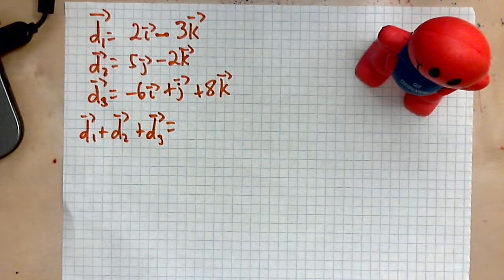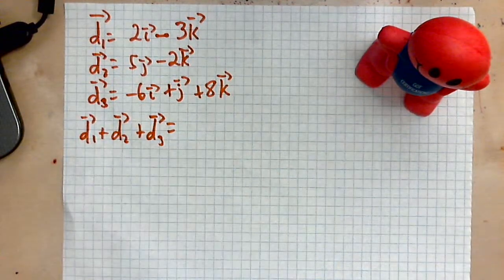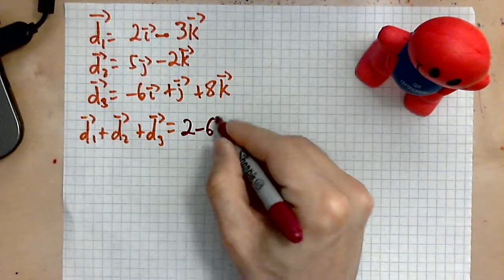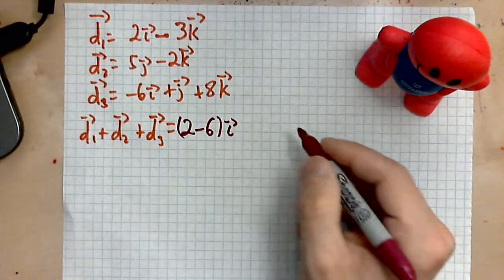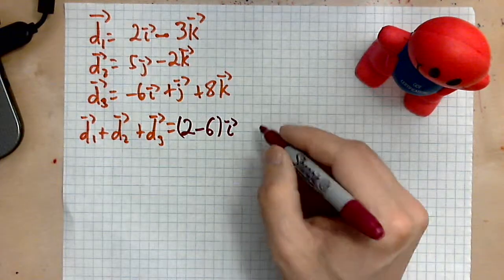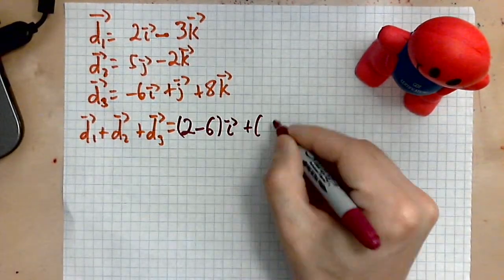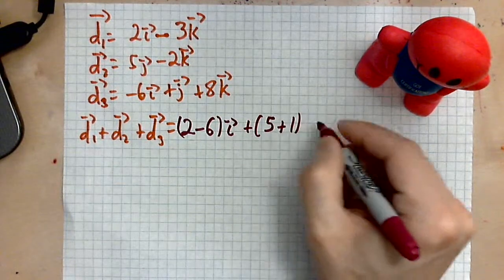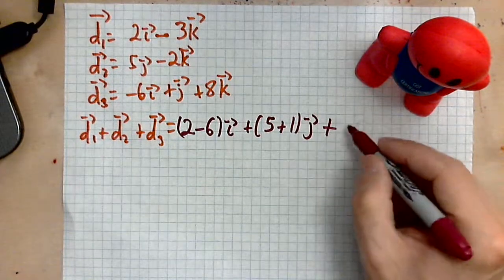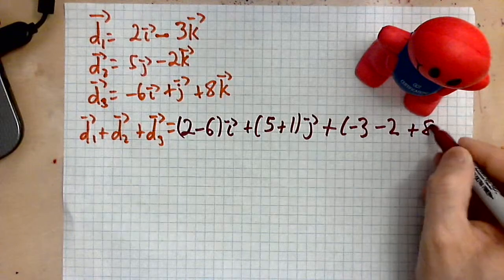So what do we have with regards to the i? We have 2i and negative 6i. So that will give us altogether the following. 2 minus 6i. And then to that we will add the j's added together from the vectors. So what we have is the following. We've got 5j and a single j. So we'll have 5 plus 1j. And at the end we will have the k's added together. So we will have negative 3 minus 2 plus 8k.